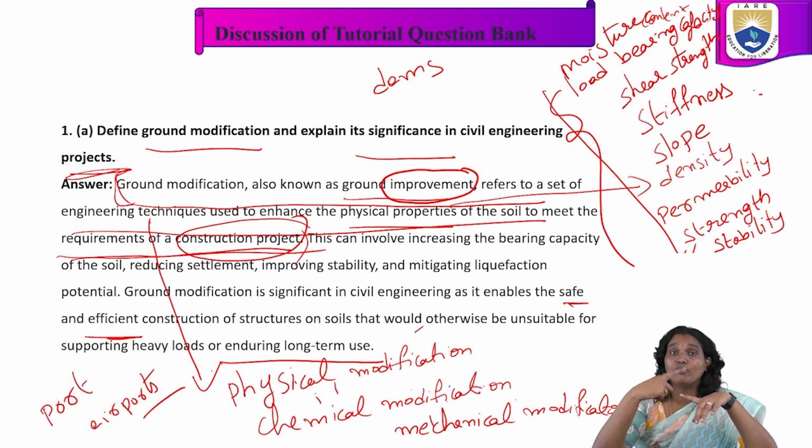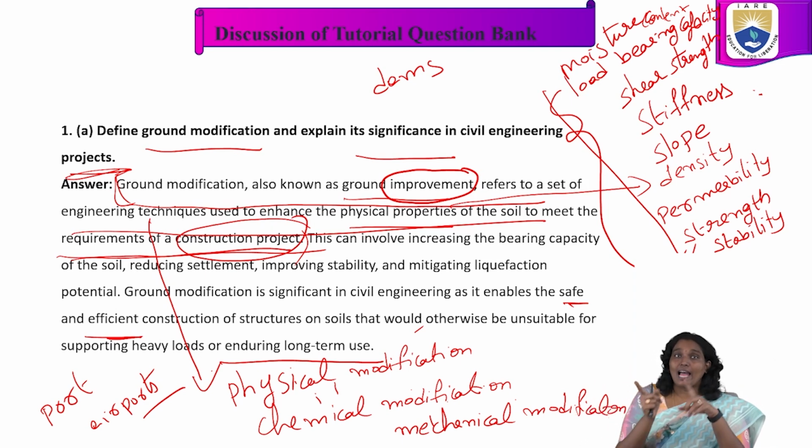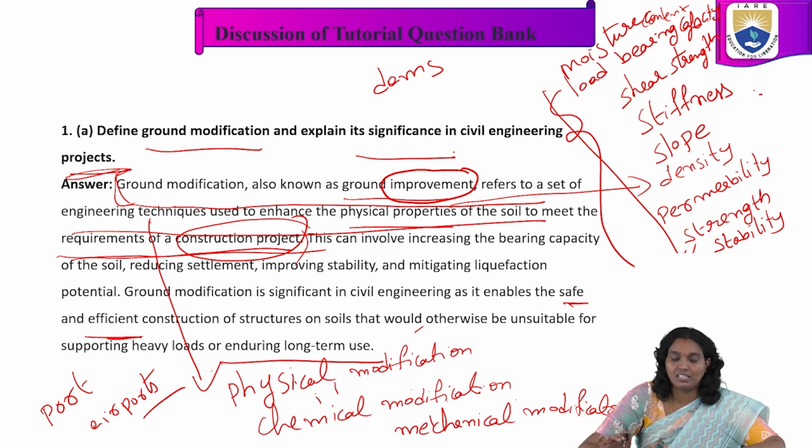In that case, we use these ground improvement techniques to get the desired properties of the soil as per the requirements of the construction work. Like that, we have to express it in your own way. This kind of expression, based on the marks, is how we expand our solution, our writing part. So this is the overall view of this particular question: define ground modification and its significance in civil engineering.